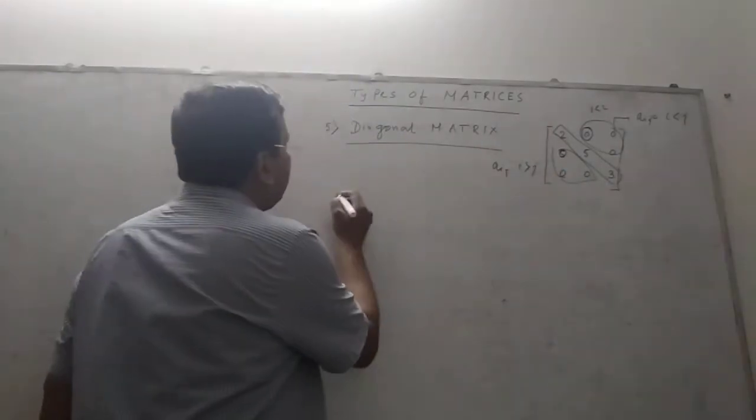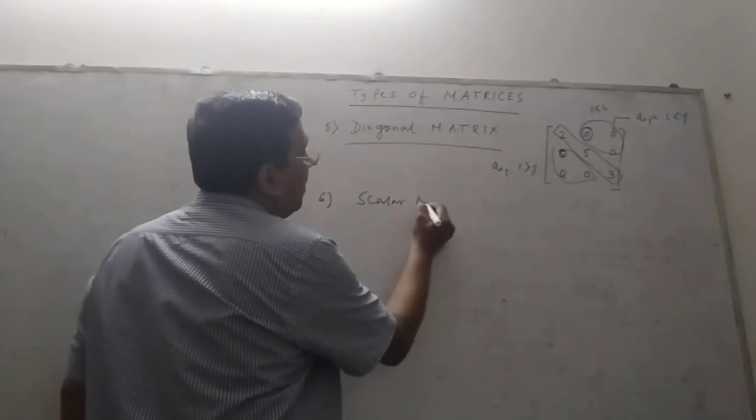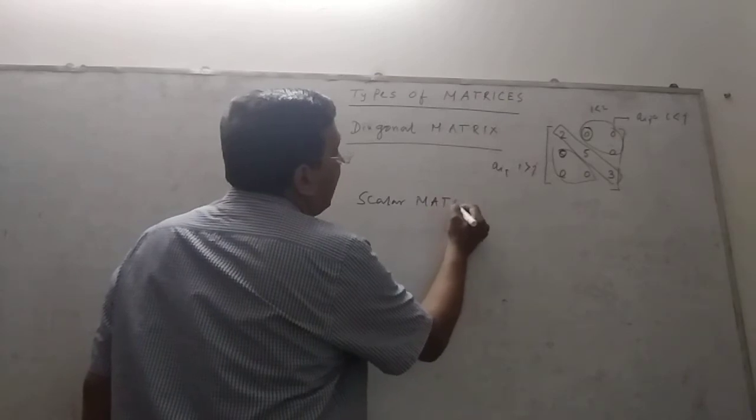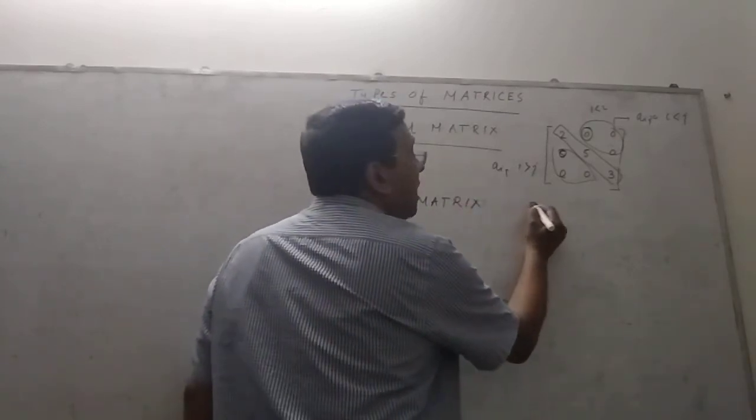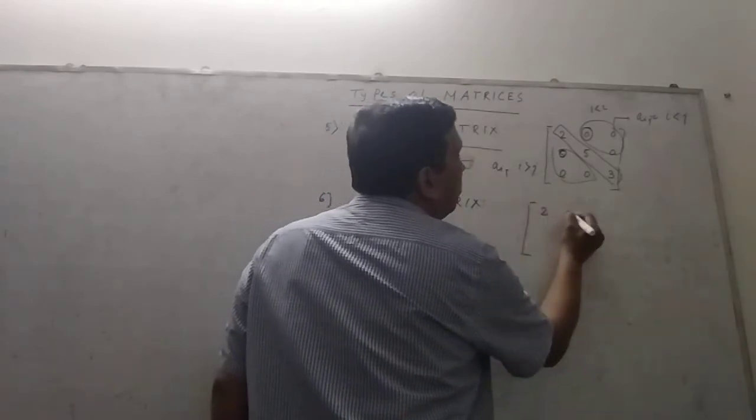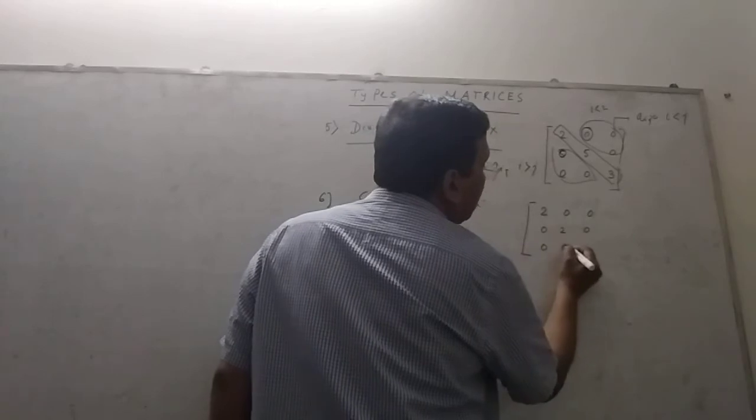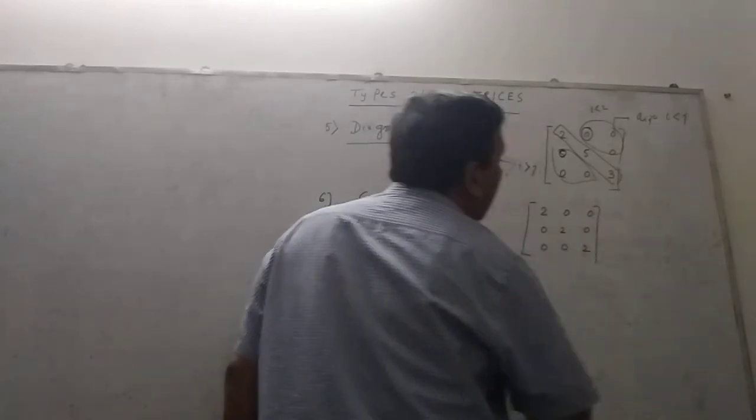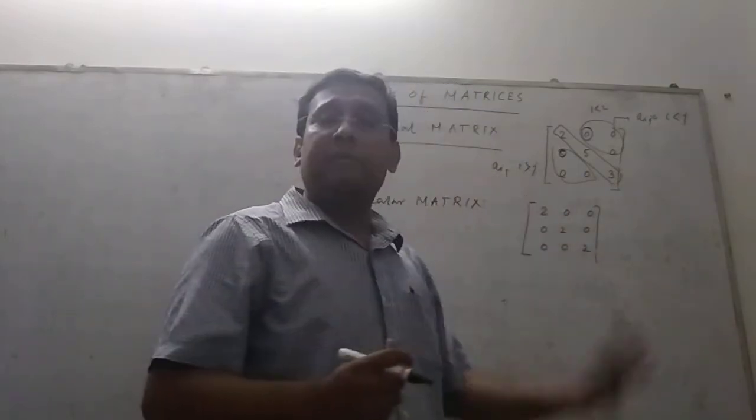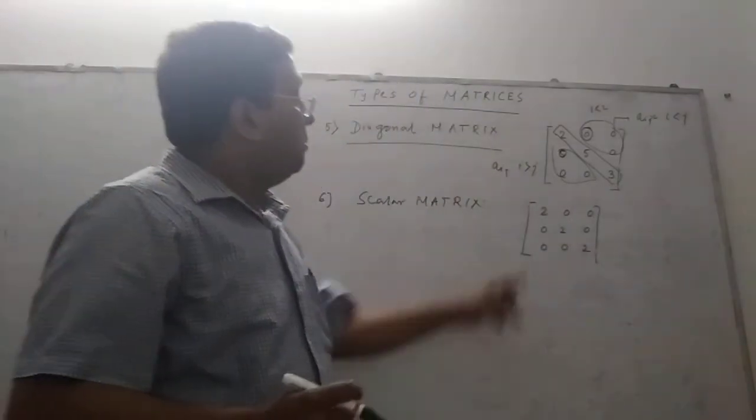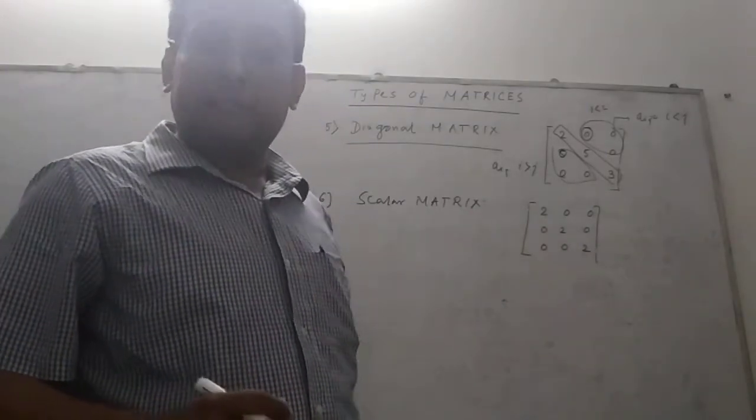That is a scalar matrix. Here I can give one example: 2 0 0, 0 2 0, 0 0 2. This is a diagonal matrix, and when all the elements of the primary diagonal are the same, it is called a scalar matrix.